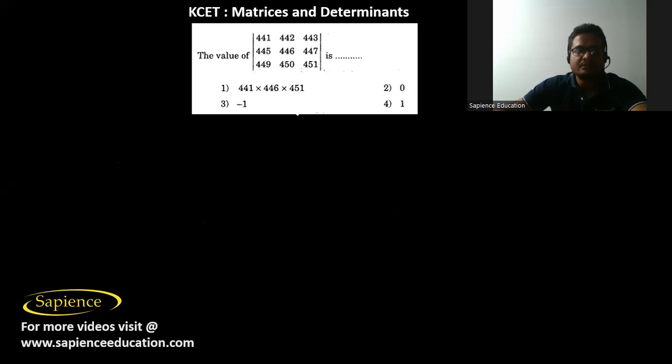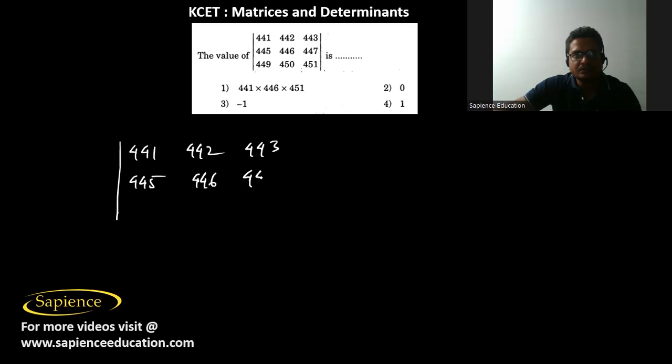Then here it is told to find the value of this determinant: 441, 442, 443, then 445, 446, 447, and 449, 450, 451. Here we can see that these three terms are in AP, in arithmetic progression, since their common difference is 1.